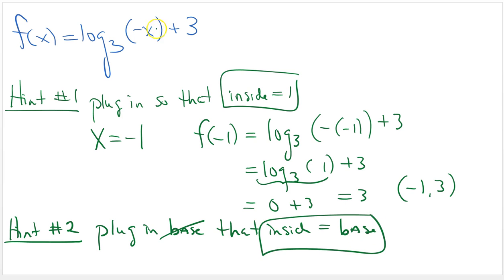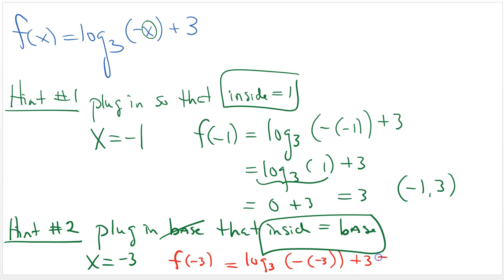So what would I need to plug in for x to make the whole inside equal to 3? Negative 3, right? So it would be x equals negative 3. So let's evaluate. I'm going to do it in red so you can see it clearly. F of negative 3 equals log base 3 of negative of negative 3, plus 3. Don't leave out that plus 3 at the end. That equals log base 3. Now, two negatives make a positive, plus 3.